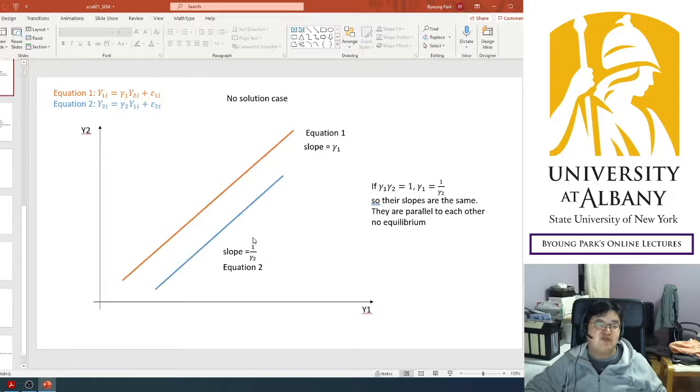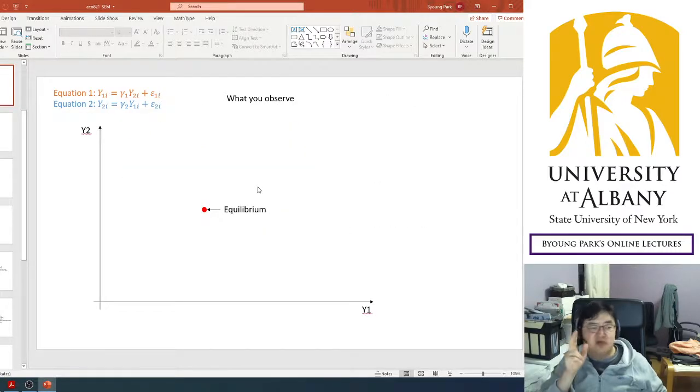When you have two endogenous variables, this is the basic intuition, and you can imagine the supply and demand example.